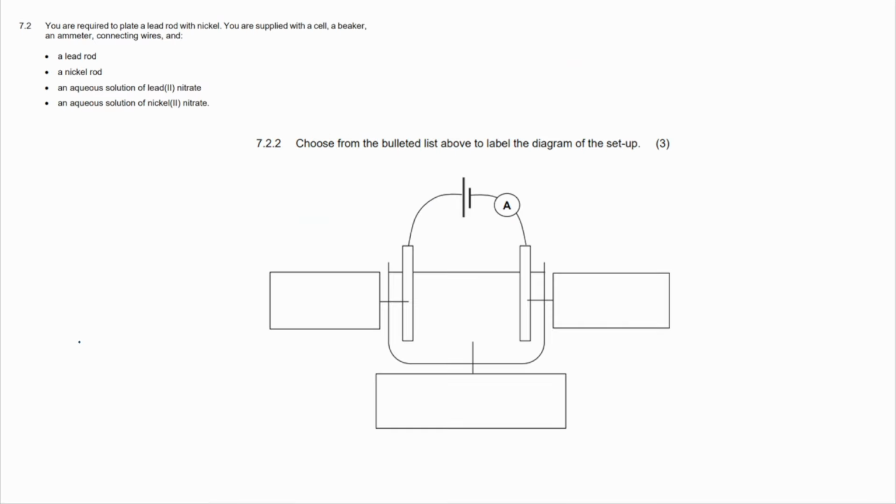Okay, so now here's the information again, and we have to choose from the bulleted list above to label the diagram of the setup. So very confusing. Let's break it down. Here's positive, here's negative. Positive side is where we have the anode. Negative side is where we have the cathode. Anode is where oxidation takes place. So here we'll have oxidation, here we will have reduction. And we can remember OIL RIG.